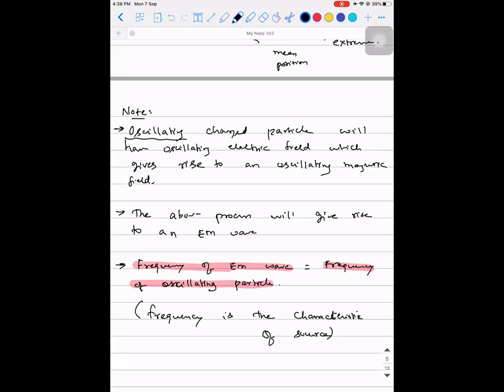Is there any doubt? So can you explain the third point, sir? Which one? This one? Above one, sir, the frequency of EM wave.